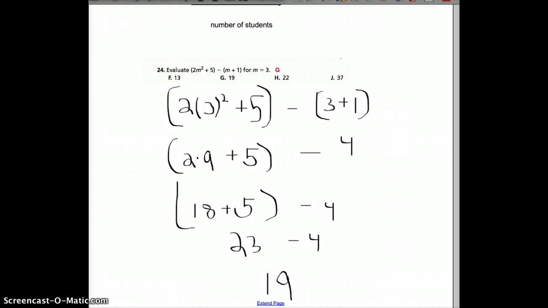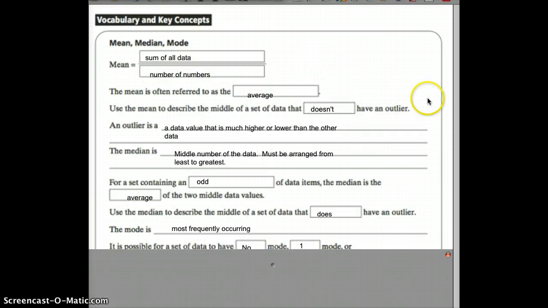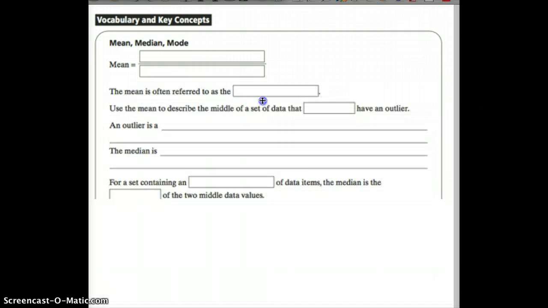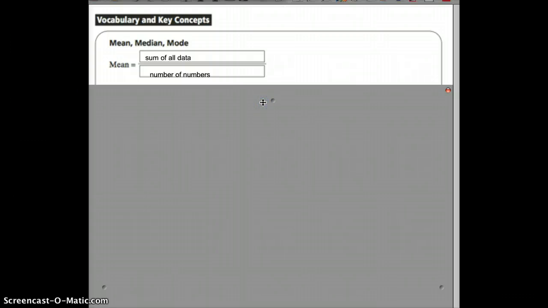Moving on to central tendency. Central tendency is how we describe data. We use measures of central tendency to describe data, and we have lots of definitions here for you. As always, you're welcome to write down the book definitions. You can summarize what I talk about, or you can copy down what I have here on the notes as well. It's up to you. Just make sure you understand the difference between all of the measures of central tendency.